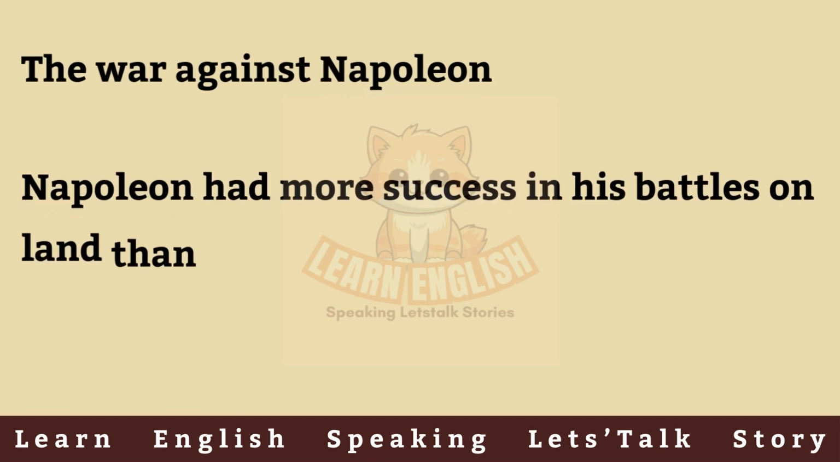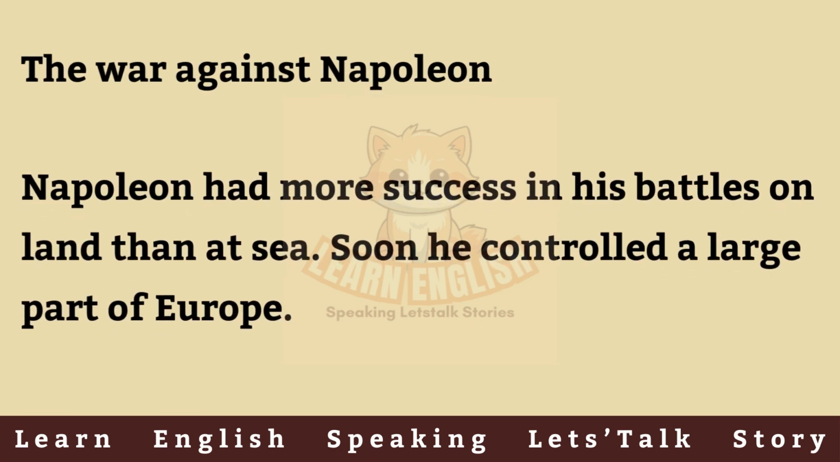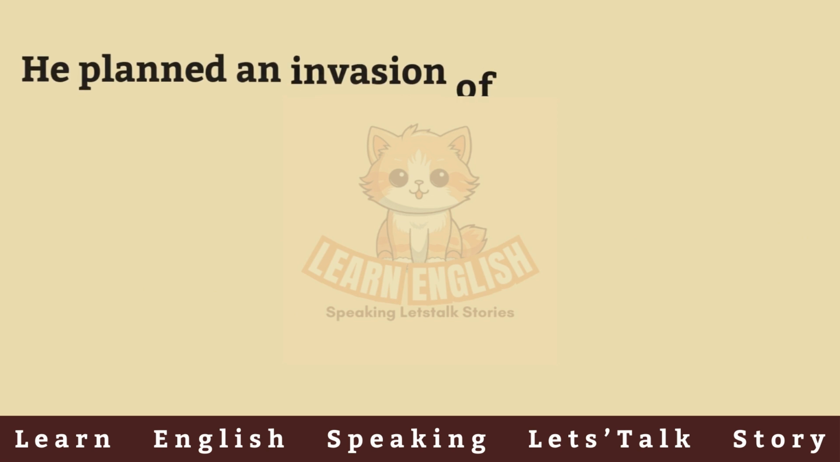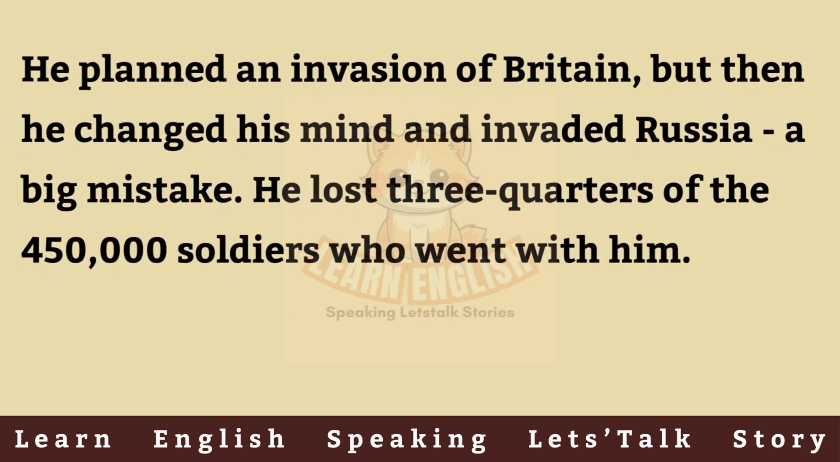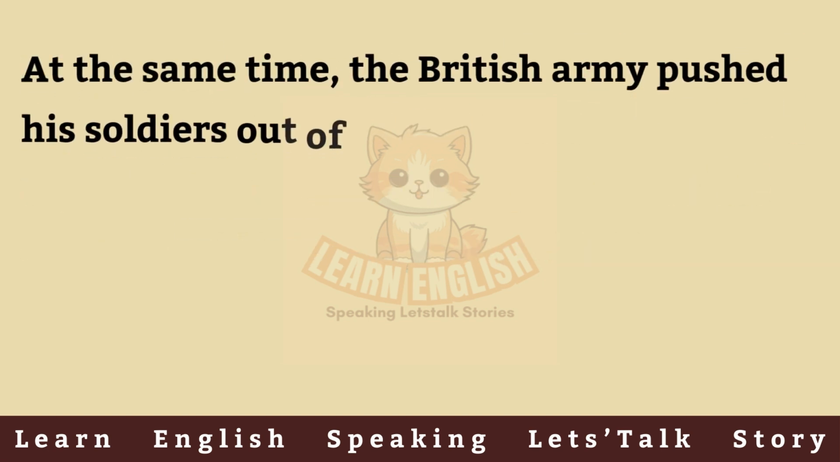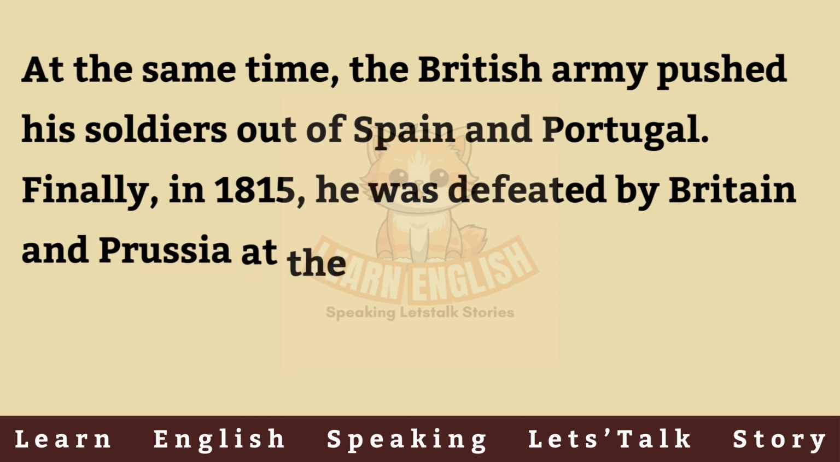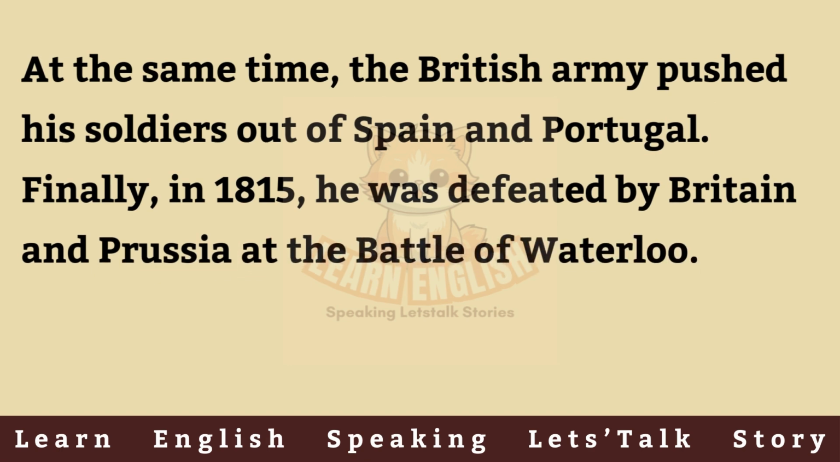The war against Napoleon. Napoleon had more success in his battles on land than at sea. Soon he controlled a large part of Europe. He planned an invasion of Britain, but then he changed his mind and invaded Russia, a big mistake. He lost 3/4 of the 450,000 soldiers who went with him. At the same time, the British army pushed his soldiers out of Spain and Portugal. Finally, in 1815, he was defeated by Britain and Prussia at the Battle of Waterloo.